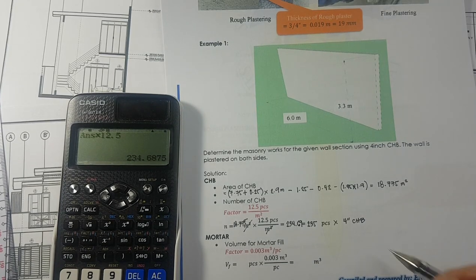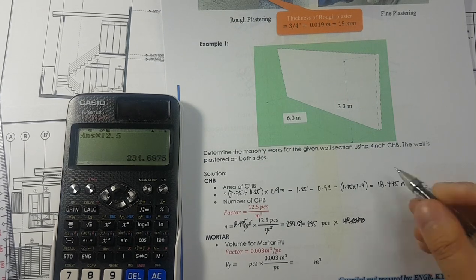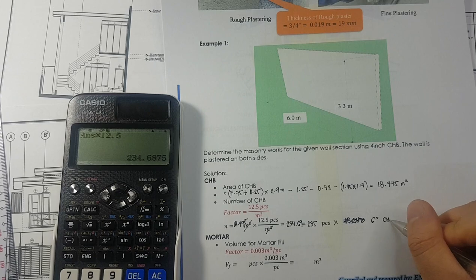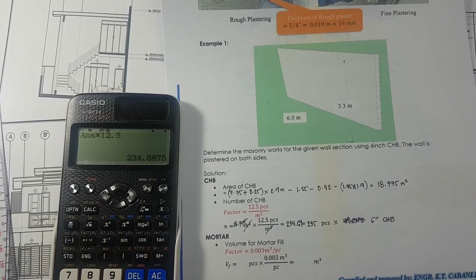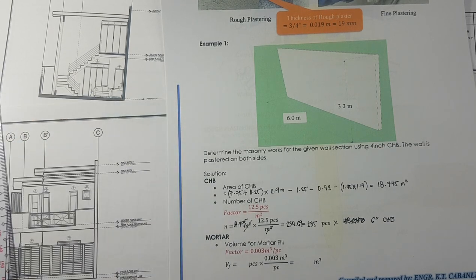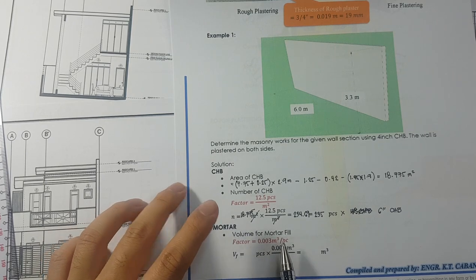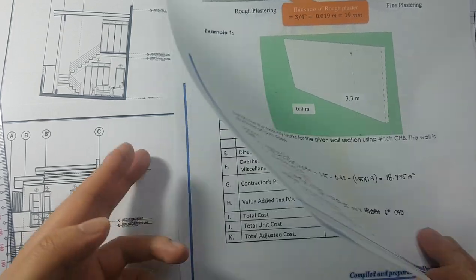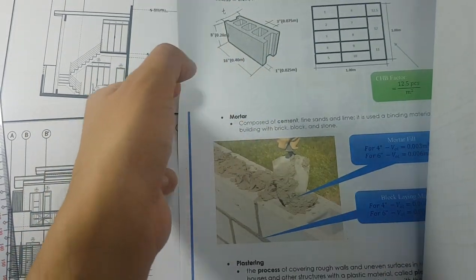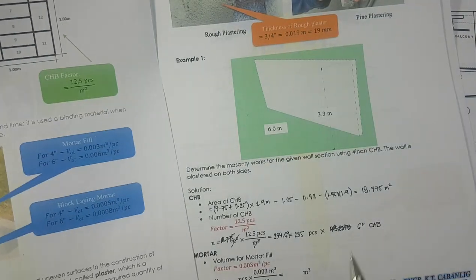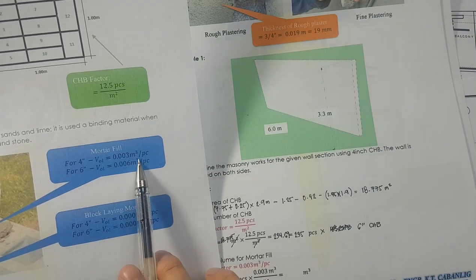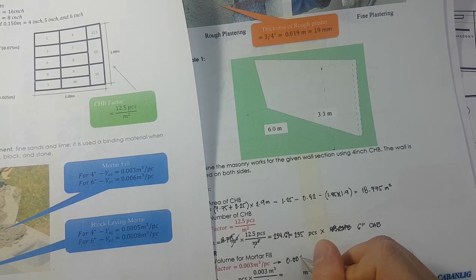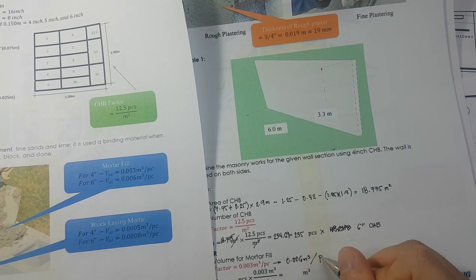This is exterior. No, by 6-inch CHB. So, this is an exterior wall. Okay? So, what I will use is 6-inch. Now, for the volume of the mortar, since it is a 6-inch, and this example is for 4-inch, as we said in our example, since it is a 6-inch, our factor for the fill is 0.006 cubic meter per piece.